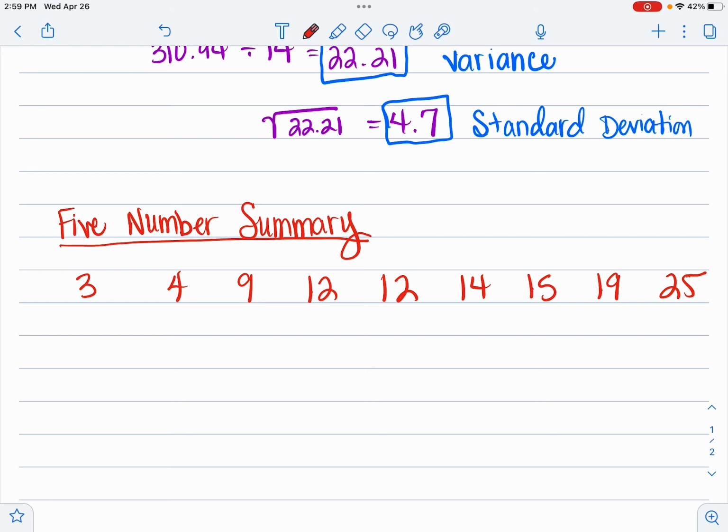Okay, so here's the 5-number summary. It's so easy. First of all, again, make sure that they're all in order. And then what you're going to do is you're going to find the median. So I need to know 1, 2, 3, 4, 5, 6, 7, 8, 9. So there actually is a number in the middle, and that would be 12. So like physically, it's the middle number. So 3 is the minimum.